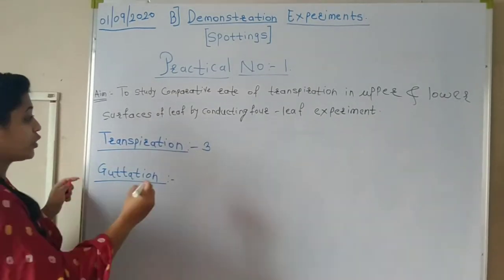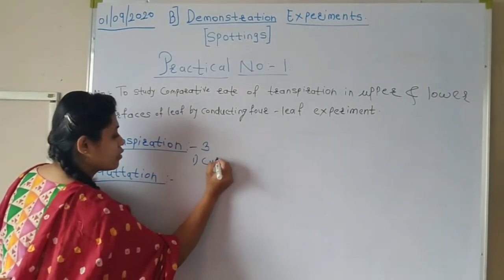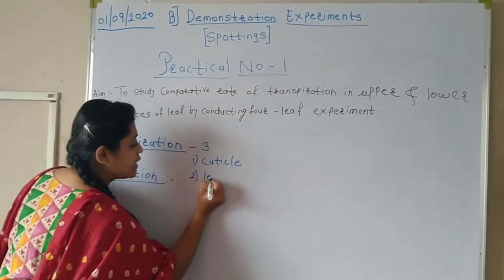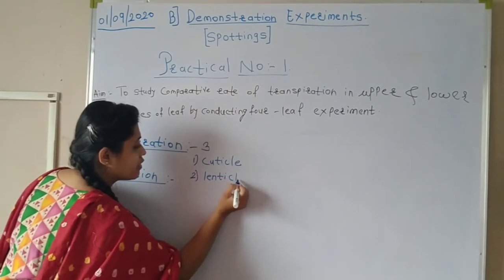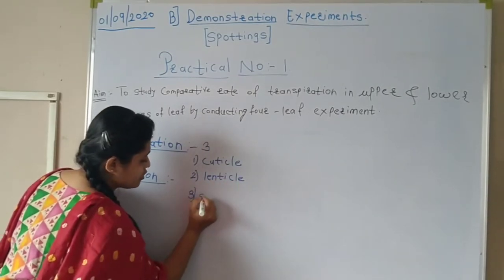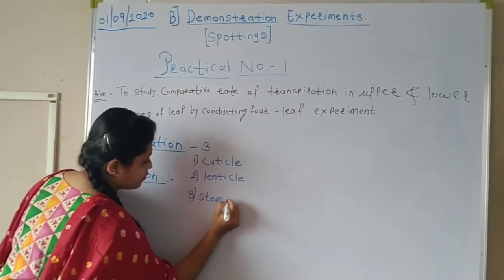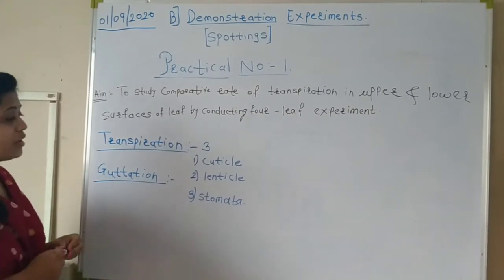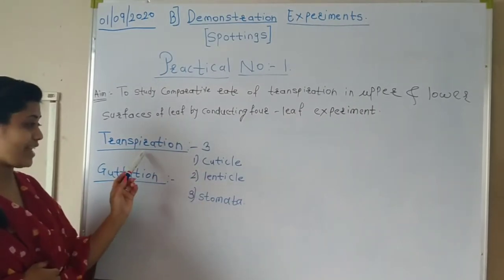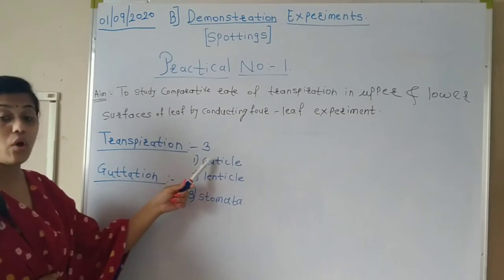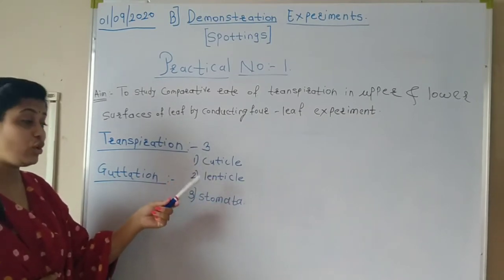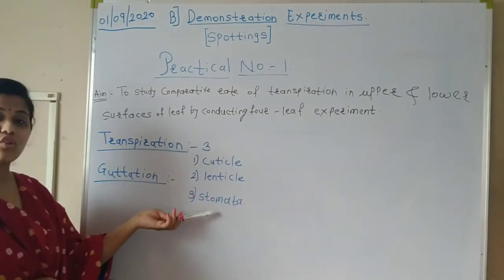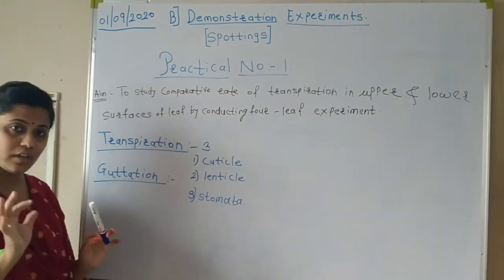First is the cuticle. Second is the lenticel, and third is the stomata. These are the 3 types of transpiration, and from these water gets lost. And first is the cuticle. This cuticle, lenticel, stomata are all present on a leaf.